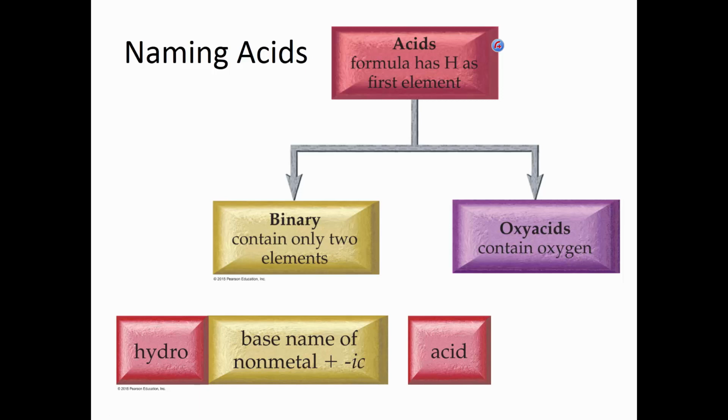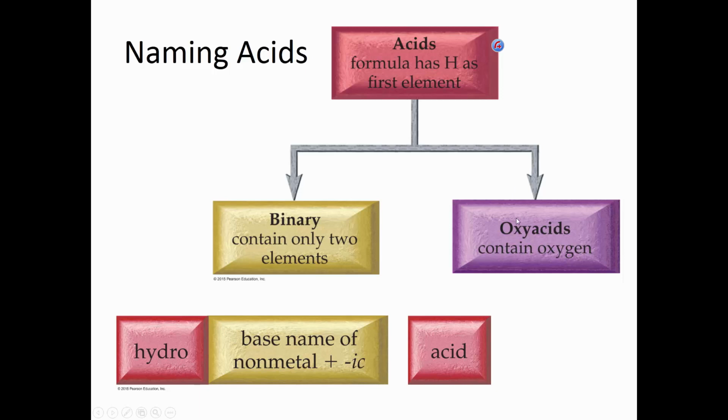Okay, naming an acid. How do we name acids? First of all, how do we know when we have an acid? You can recognize a substance as being an acid when its chemical formula has a hydrogen as the first element in the formula. So for acids, we have two possibilities. We have what we call a binary acid. Binary acids contain only two elements. One of them is hydrogen, so hydrogen and one other thing would be a binary acid.